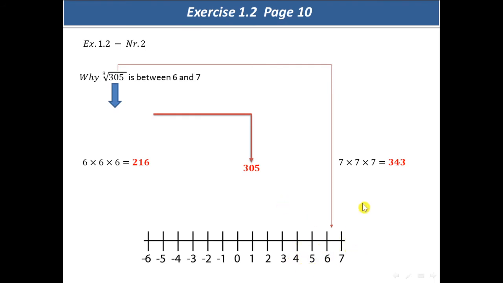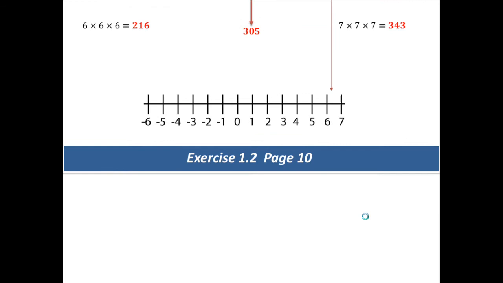Importantly, you can write this as an expression. The cubic root of 305 is bigger than 6 and smaller than 7. You can also write the cubic root of 305 is bigger than 216 and smaller than 343. Or you can draw the number line as it is here.